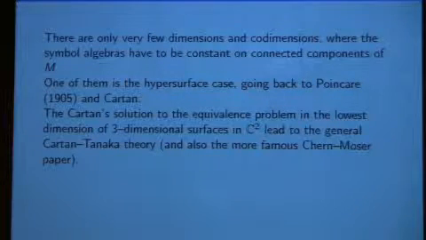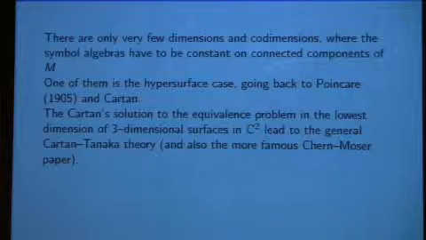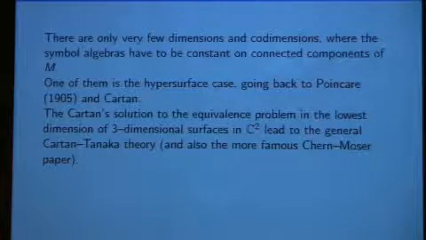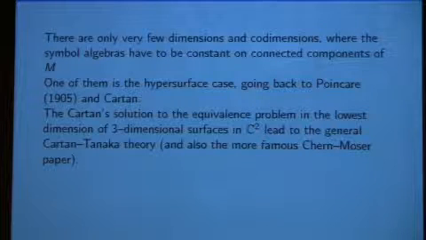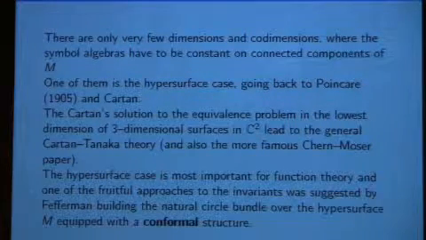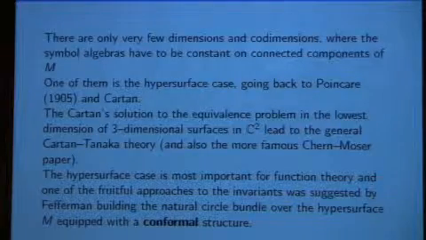So the Cartan solution to Poincaré's question, what are the biholomorphically equivalent hypersurfaces in Cn, was one of the early examples of his general equivalence method, and this led later on to the general Cartan-Tanaka theory, as I mentioned, in the work of Tanaka, and also the much more famous Chern-Moser paper, which did it too.